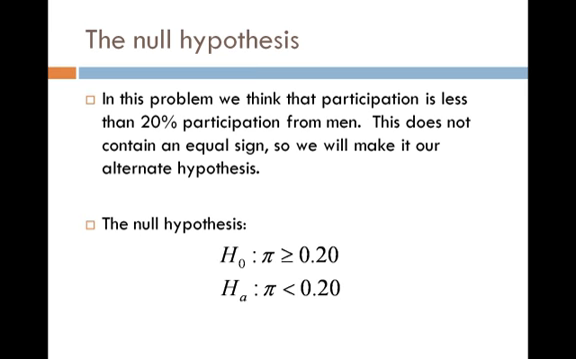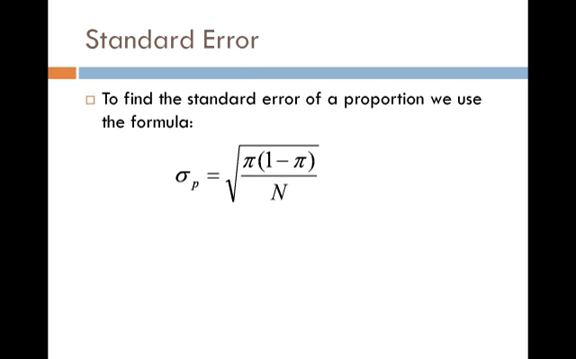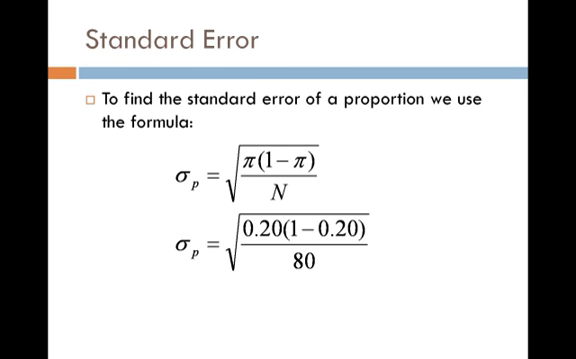Now let's calculate the standard error. In order to find the standard error for the proportion, we need to use this formula here. Remember that when you're putting in your values, you want to put in the hypothesized proportion. That's the 20%. For n, we use our sample size of 80. After simplifying this down, I get a value like 0.0447.